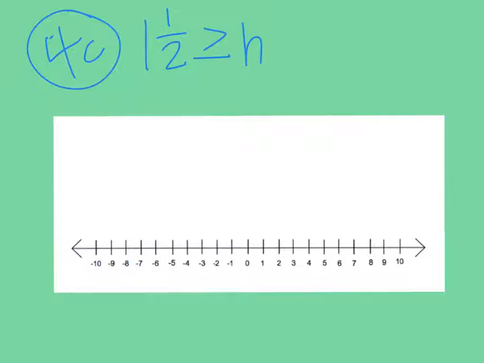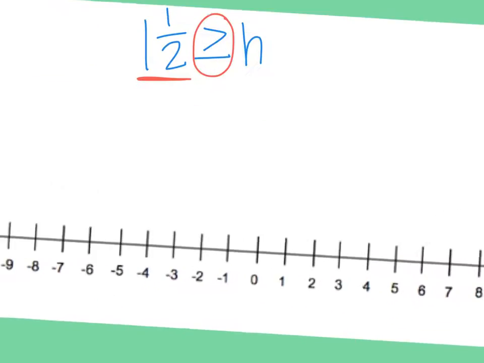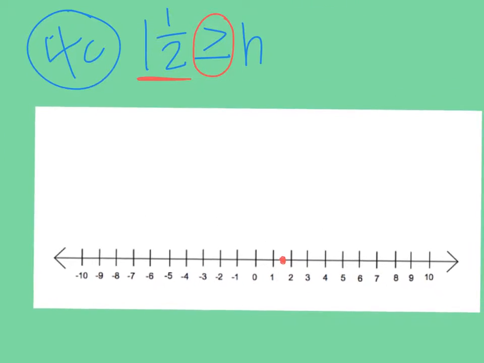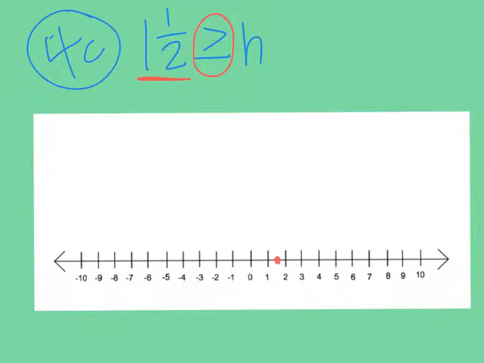And now we have 1.5 is greater than or equal to h. So this is where we see a change. When we have a greater than or equal to, or less than or equal to, that means it could be this 1.5 number. So as I'm graphing it, I'm going to do my best to find 1.5 here. I'm not going to have an empty circle. I'm going to be filling in that circle. So that's what that will look like, because it could be that 1.5 number.